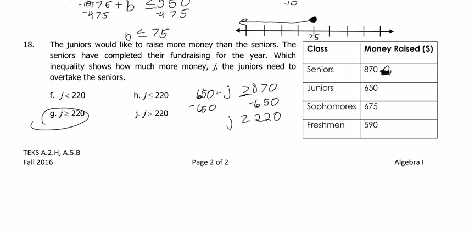Now, just to double check what this says, it says that the juniors would like to raise more money than the seniors. If we go back and we look at this, it shouldn't be the equal to sign. It should be just the plain greater than. They don't want to raise as much as the seniors. They want to raise more. So, J winds up being the correct answer.